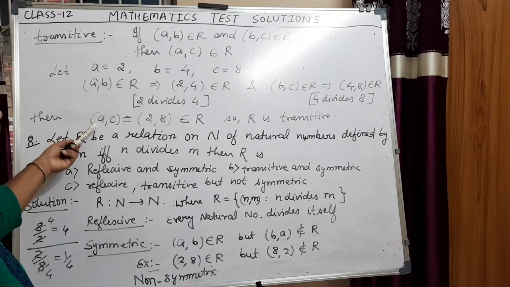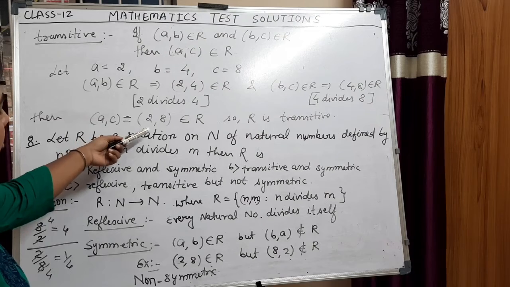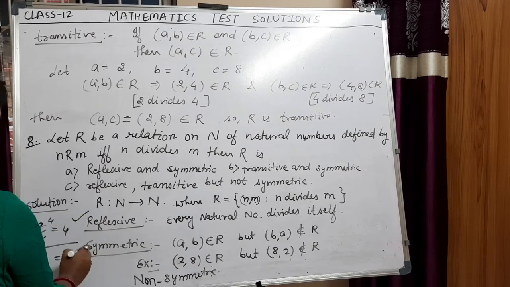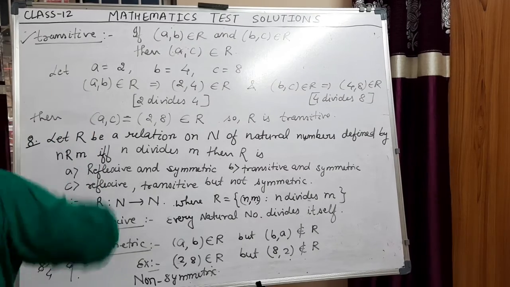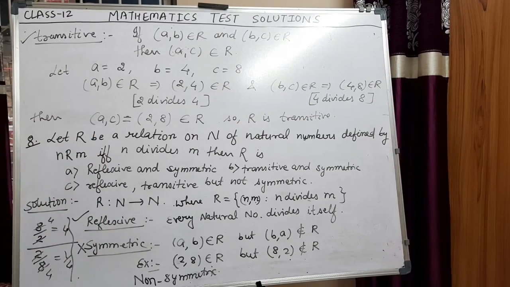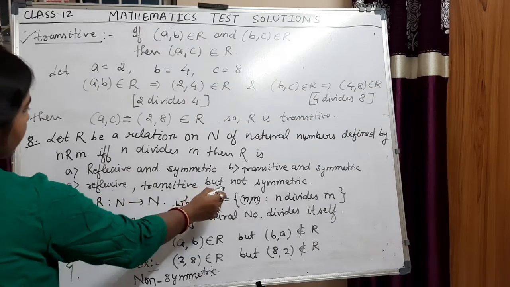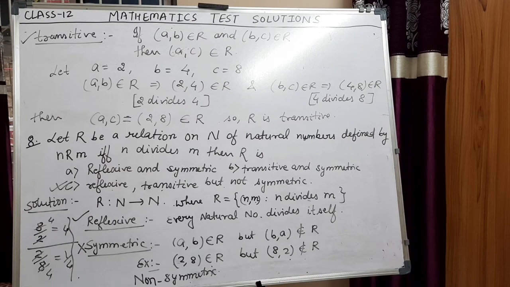So you can see here (a, c) equals (2, 8). Yes, 2 completely divides 8. So we can write R is transitive. So here we are getting R is reflexive but not symmetric, and R is transitive also. So we have the third option, reflexive and transitive but not symmetric. So this is our answer. Option C is the final answer.